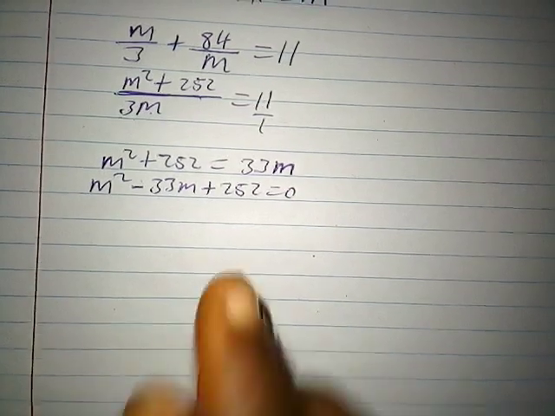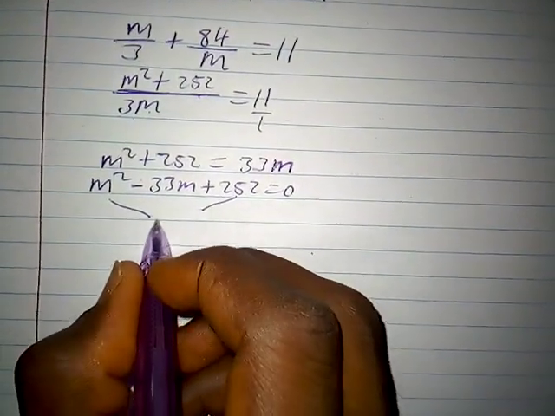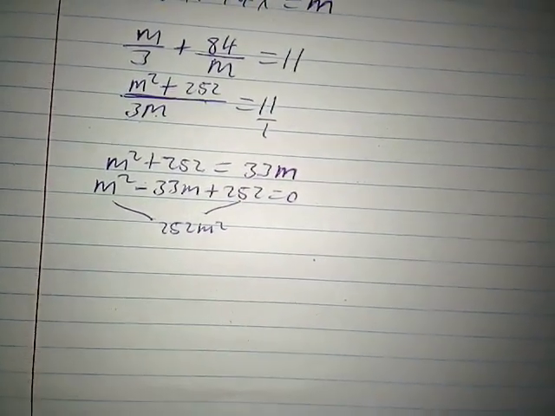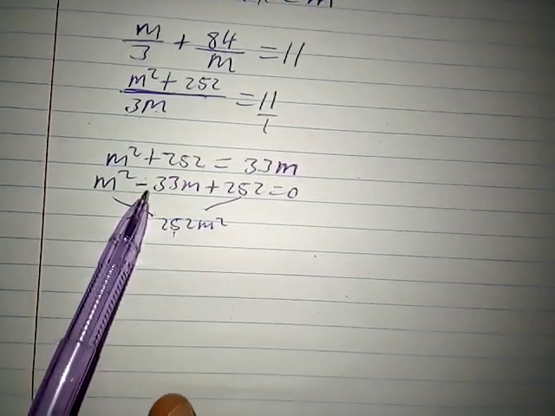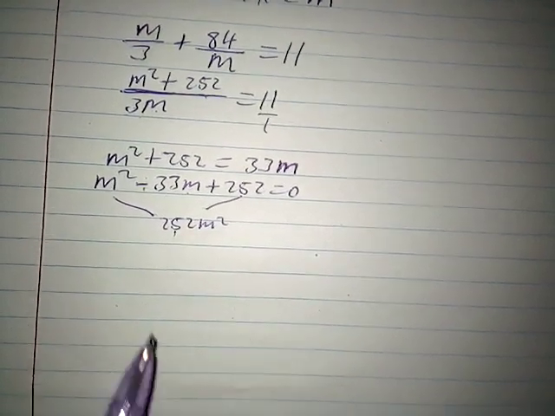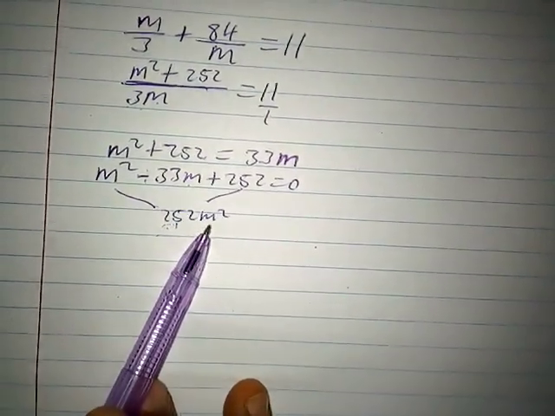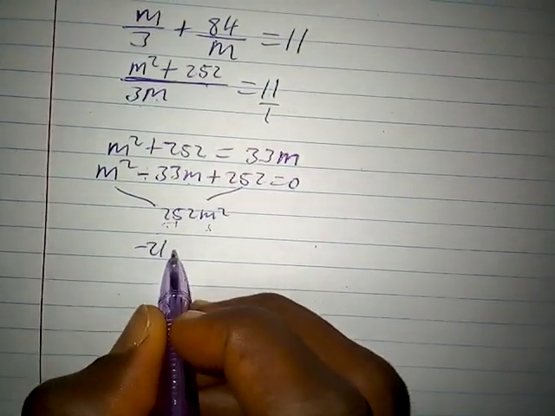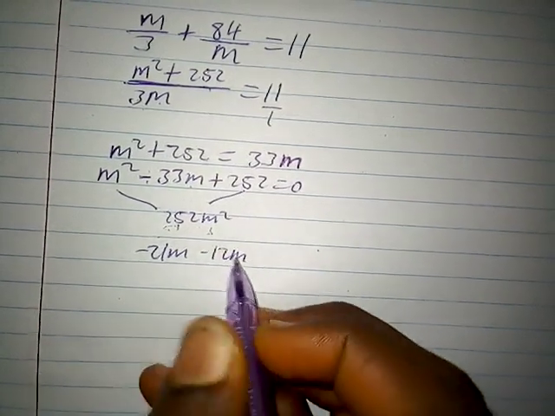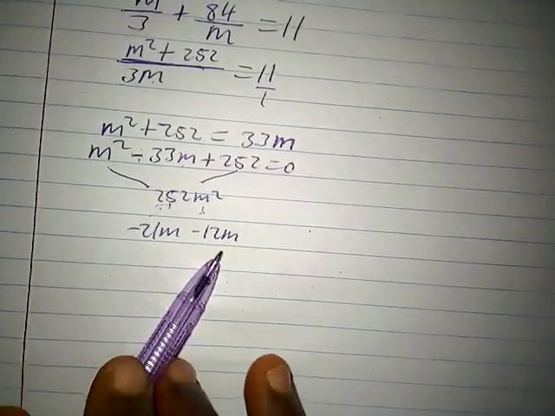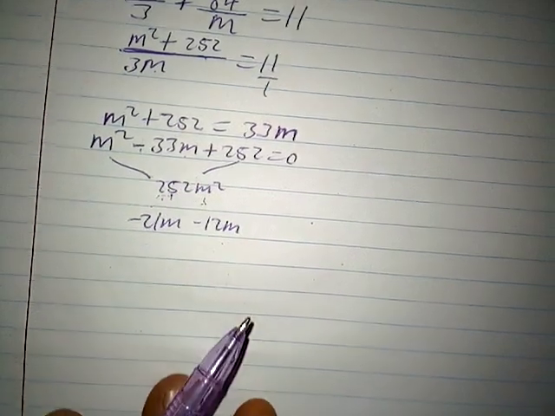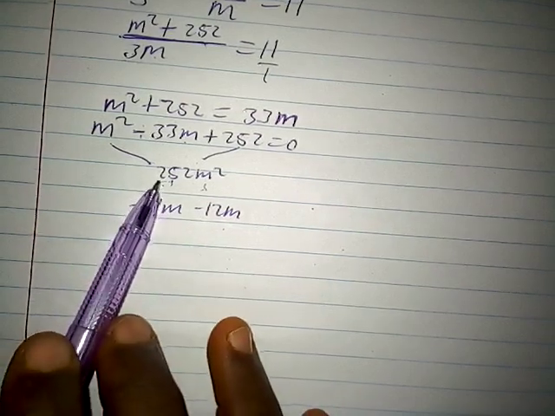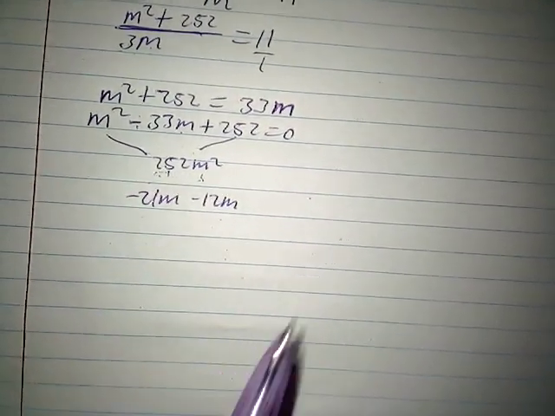Right? What are we going to do? Solve the quadratic equation. We'll say m square, 252. We are going to find two terms. If we add those two terms, it's going to give you minus 33. If we multiply those two terms, it's going to give you 252. What are the two terms? 21 and 12. So say minus 21m minus 12m. You see it? Minus 21m minus 12m is minus 33m. If you use your calculator, minus 21m times minus 12m is going to give you plus 252m square, right?